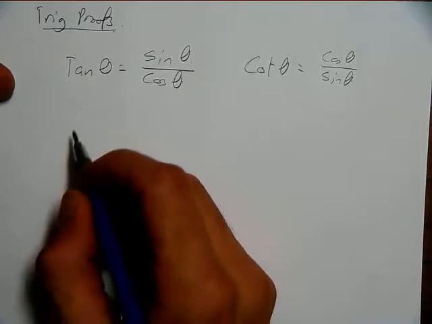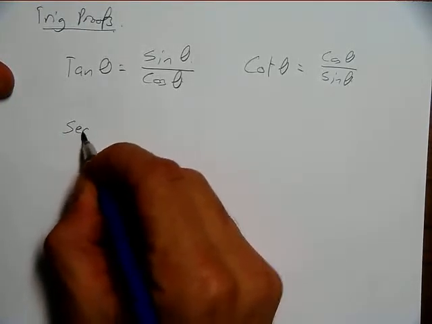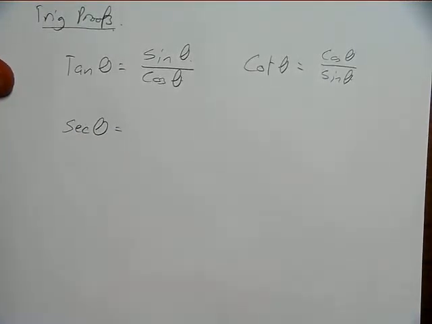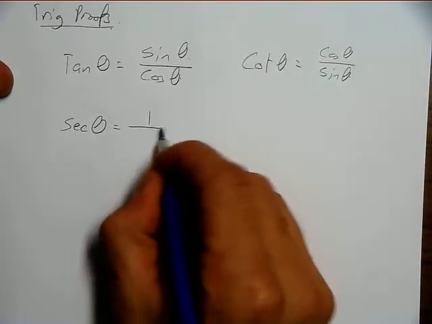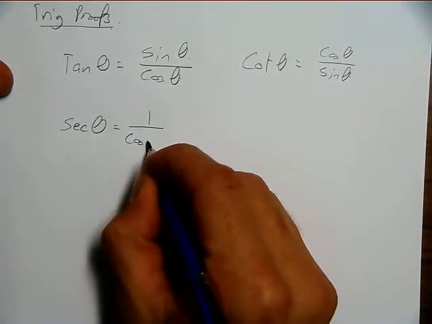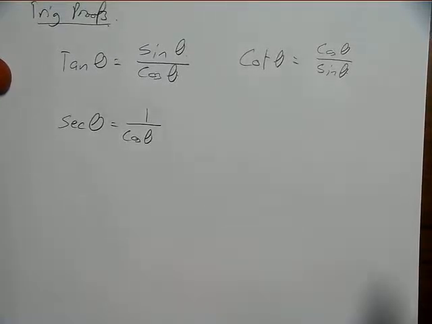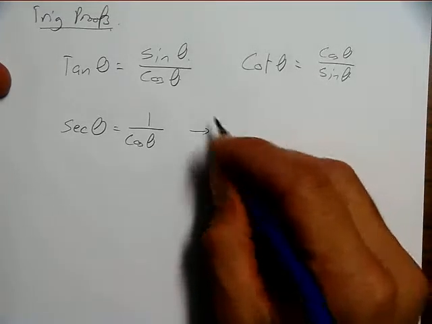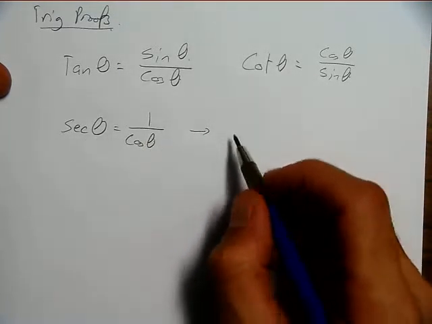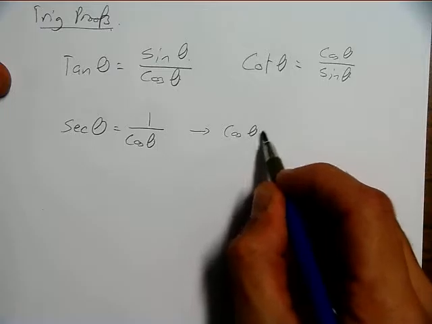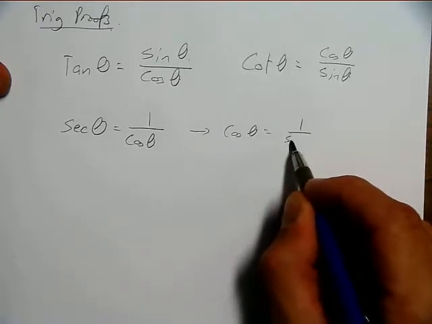But we have sec theta, and all sec theta is 1 over cos theta. Okay, so it's the inverse of cos theta, and then what we can also say is, well, if sec theta is 1 on cos theta, then cos theta is 1 on sec theta.